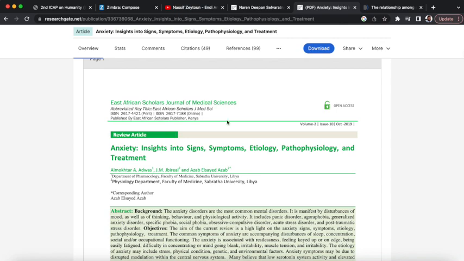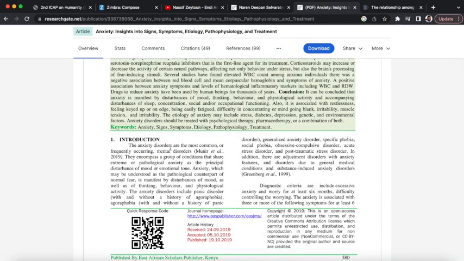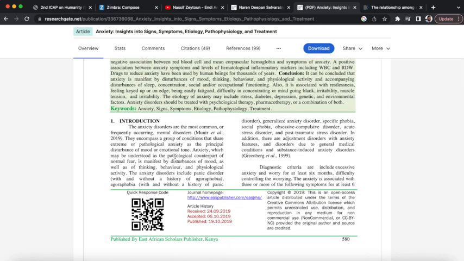East African Scholars Journal of Medical Sciences. Anxiety disorders are the most common or frequent occurring mental disorder. They encompass a group of conditions that share extreme pathology, anxiety as the principal disturbance. Pathological counterpart of normal fear, manifests by disturbances of mood as well as of thinking, behavior, and physiological activity. Okay. So generalized anxiety disorder is also part of the bigger anxiety spectrum, but I'm going to just write about anxiety here.